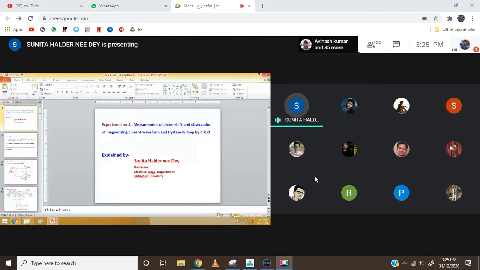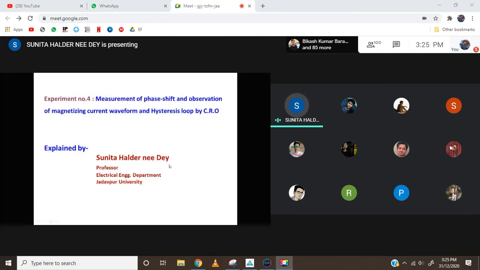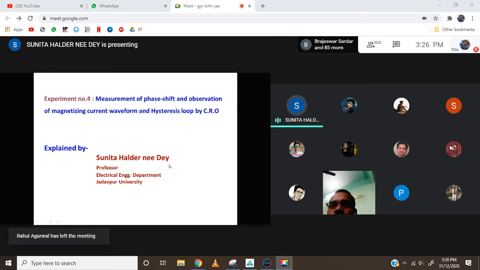I shall explain experiment number 4: measurement of phase shift and observation of magnetizing current waveform and hysteresis loop by CRO, or cathode ray oscilloscope. So here there will be no reading. If you do it in the laboratory also, you only have to trace the characteristics from the cathode ray oscilloscope.